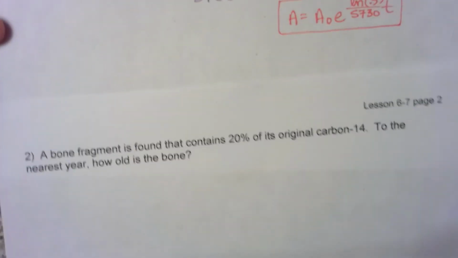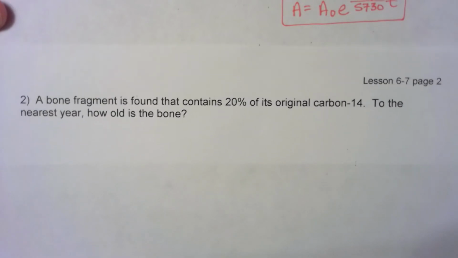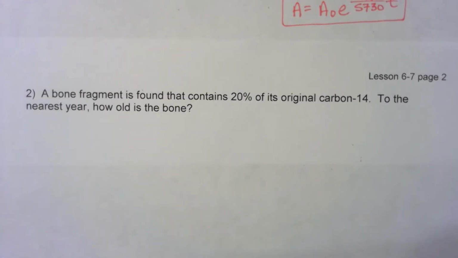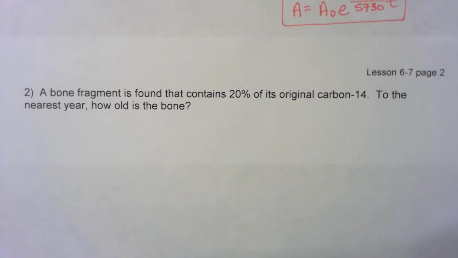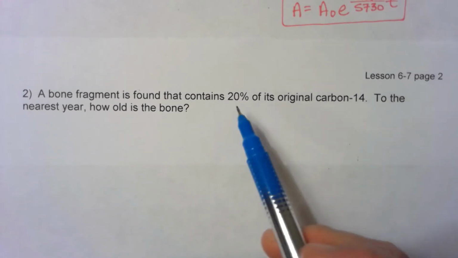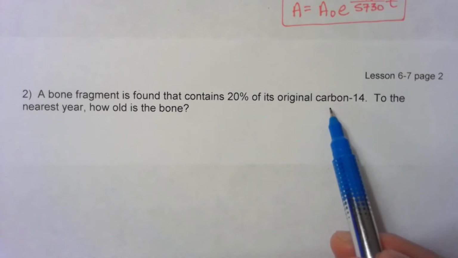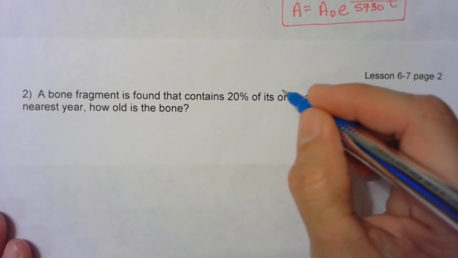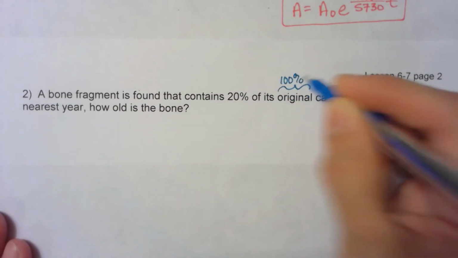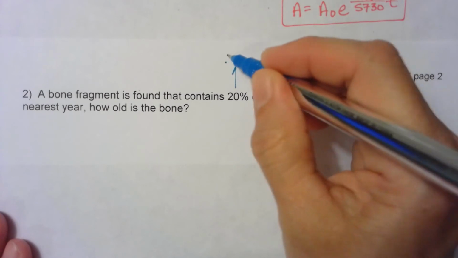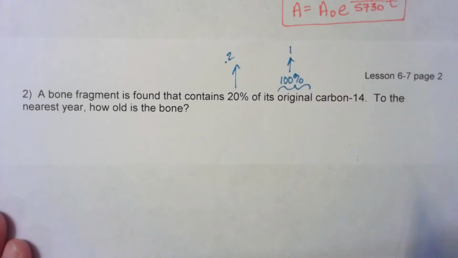Okay, we're going to use the information we just gained to solve this next problem. A bone fragment is found that contains 20% of its original carbon-14. To the nearest year, how old is the bone? So remember, this is carbon dating. So we're basing all of this on the science behind carbon dating. So we know that it has 20% of its original amount. Well, the original amount was 100%, right? 20% is 0.2, and 100% would be 1.